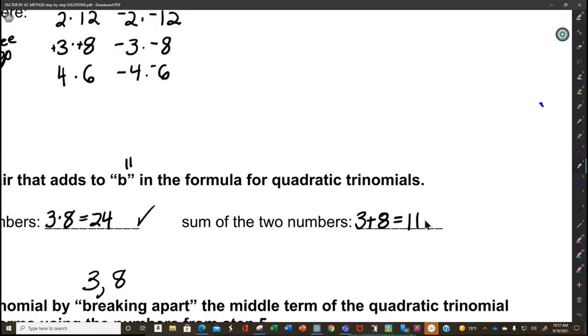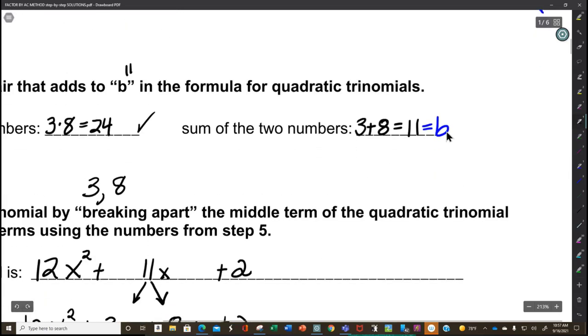There we go. B. Blue, black, whatever. That has to equal the B number.